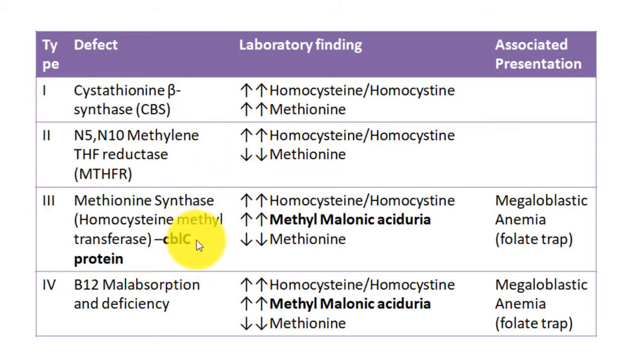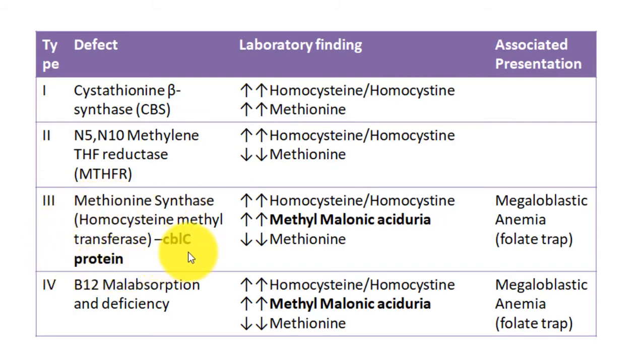Now in non-classical homocystinuria, there are three types. The first is because of one cause, the second is because of MTHFR, methylene tetrahydrofolate reductase enzyme deficiency, and we can see homocysteine here will be very high but methionine is low. Now in the third type of homocystinuria, we will see methionine synthase deficiency.